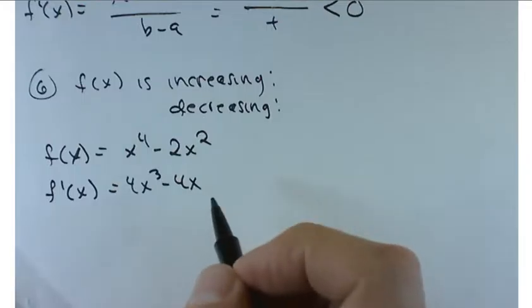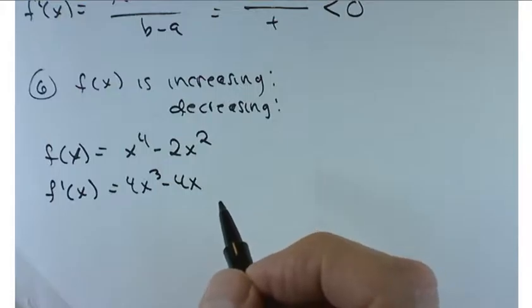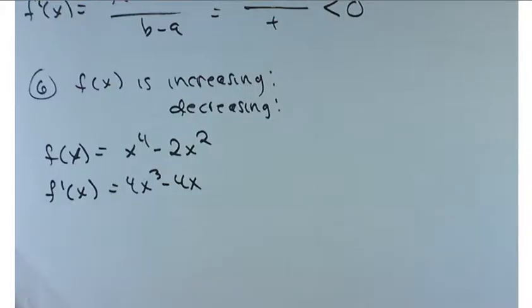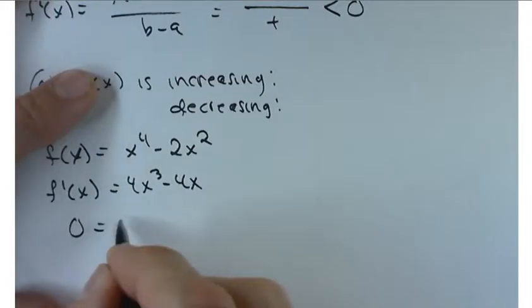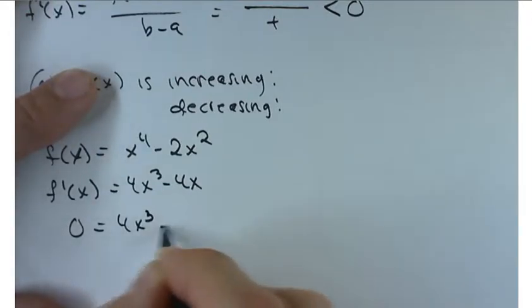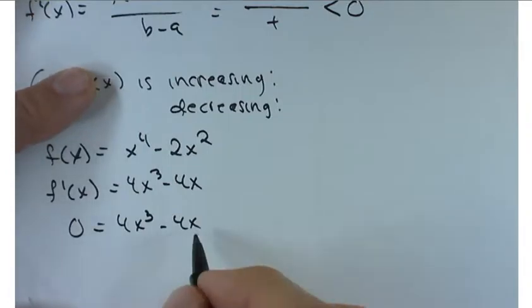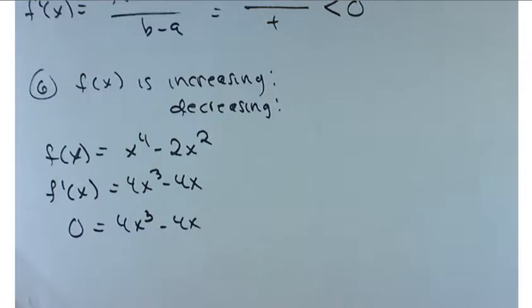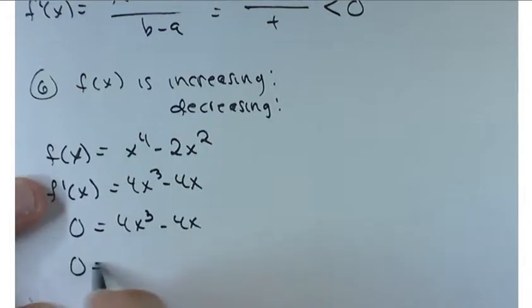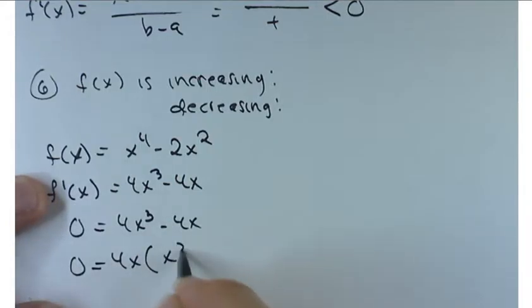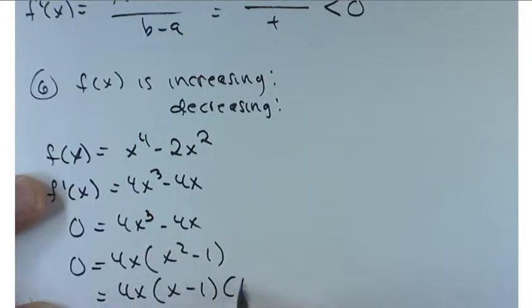Now I want to know where it's positive and where it's negative. And part of what helps me decide where it's positive and negative is knowing where it can change signs. In other words, knowing where it's actually equal to 0. So 0 equals 4x cubed minus 4x. Well, how do you solve this? Factor would be a good way. So I'd take out the 4x, that leaves behind x squared minus 1. And that further factors as 4x times x minus 1 times x plus 1.